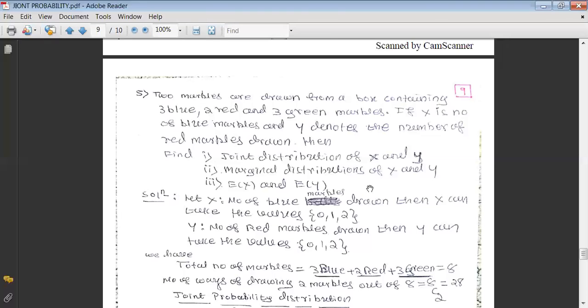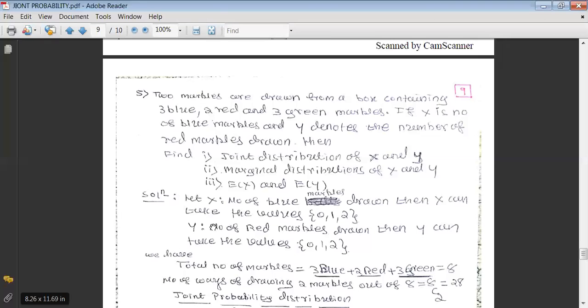And first, let us denote X. They have given X represents number of blue marbles drawn, and Y denotes the number of red marbles drawn. As we are drawing two marbles from the box, what are the possible values that X can take? Now, in the selection, there may not be any blue marble. In that case, X takes the value 0. There may be one blue marble, or there may be two blue marbles. These are the possible values that X can take.